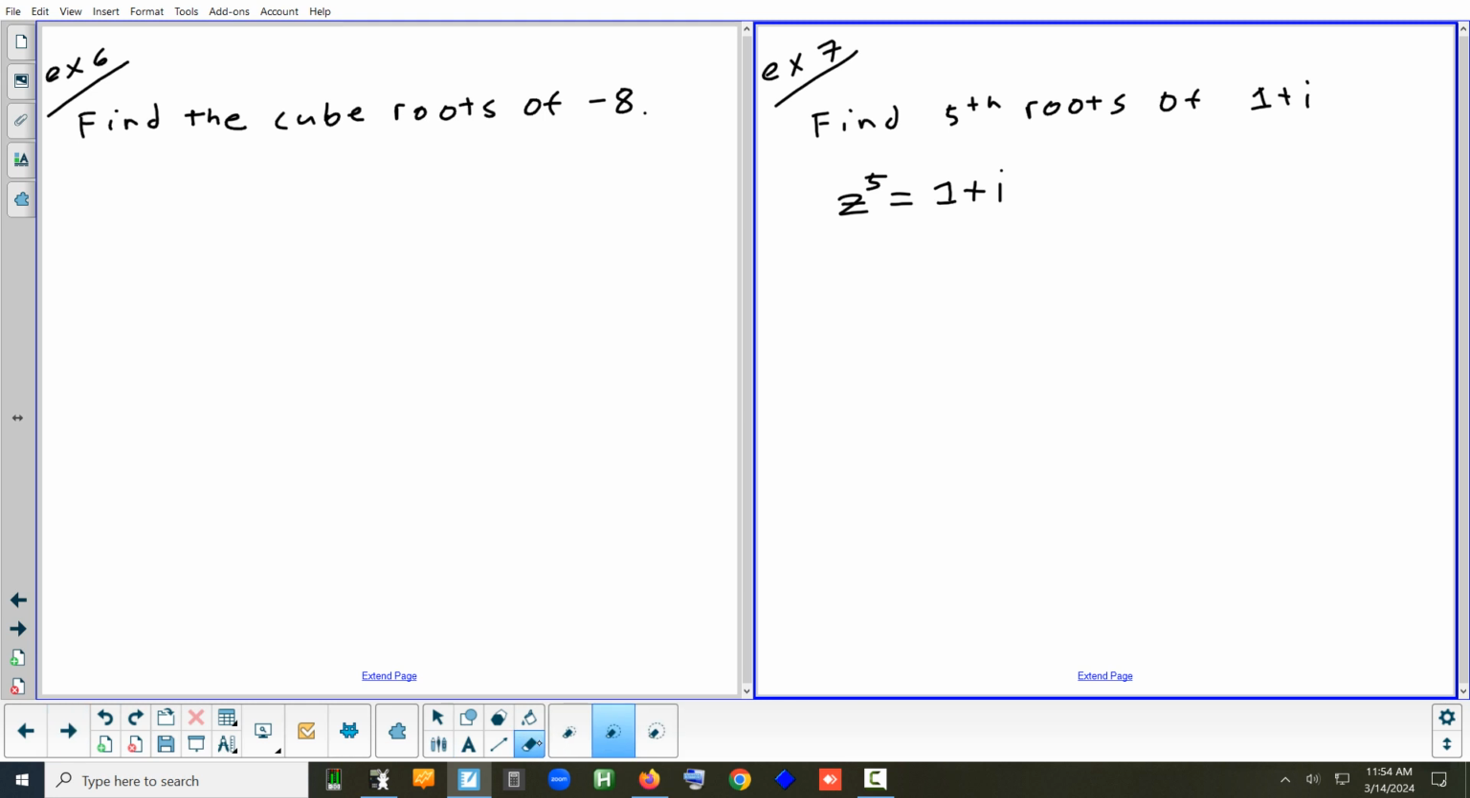I don't want to do 5. I'm going to do cube roots right now. Let's try that. I would definitely expect to see a square root, cube root, or 4th root, not a 5th root.